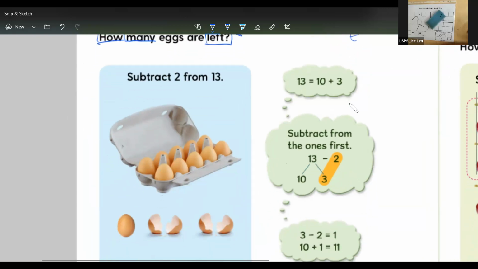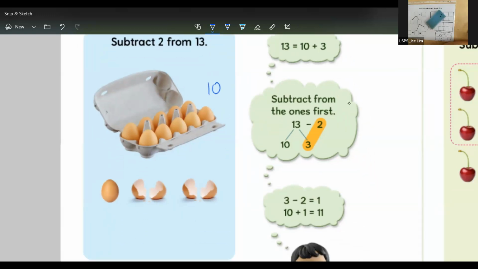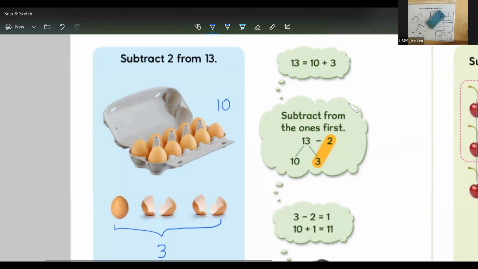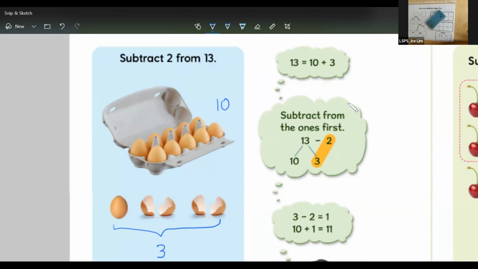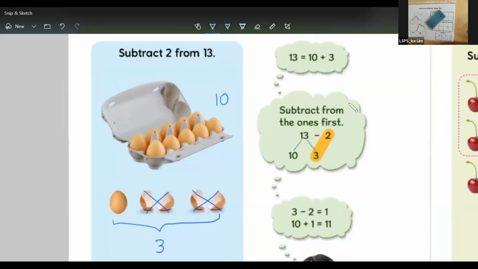Here, there's a tray of 10 eggs. And then there were 3 eggs here. At first, there were 3 eggs. What happened to the 3 eggs? 2 eggs broken. No more. Now, let's take a look at what is written here.